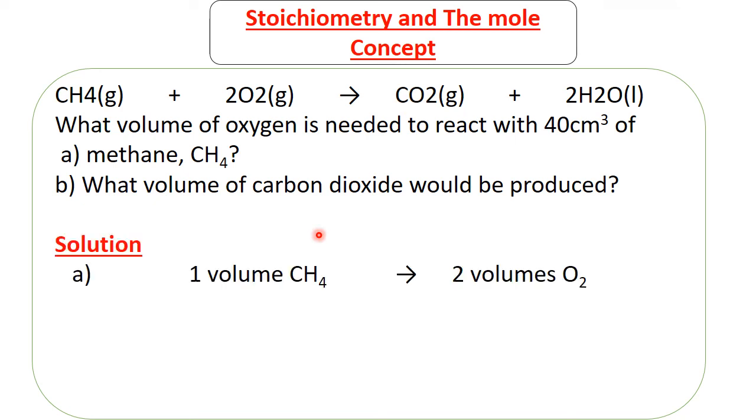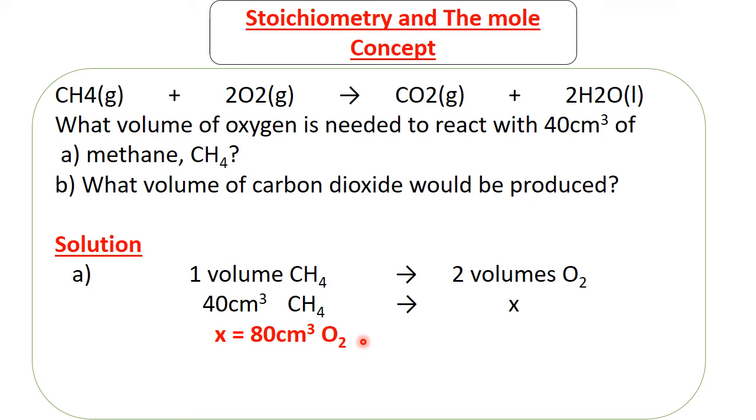So let's solve question A. We know 1 volume of methane needs 2 volumes of oxygen in this reaction. But the question is, what volume of oxygen is needed to react with 40 centimeters of methane? So we have 40 centimeters of methane, but we don't know the equivalent of 40 centimeters of methane in oxygen. So we do cross multiply again. So 1 times x, and 40 times 2 is going to give us 80. So we need 80 centimeter cubed of oxygen.